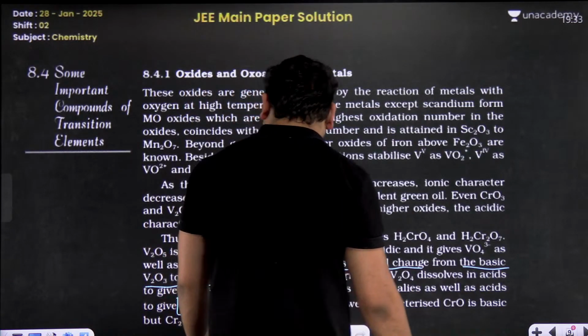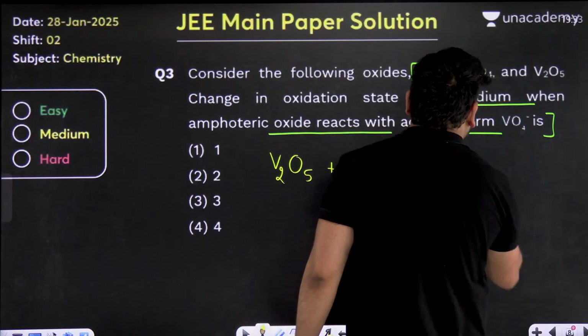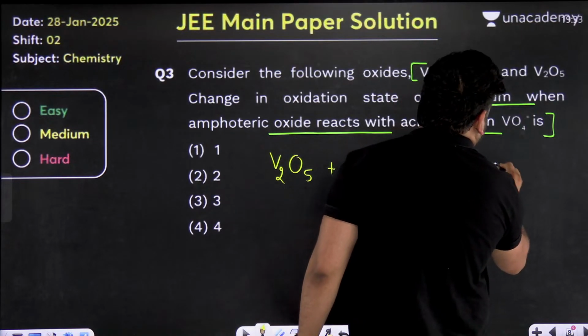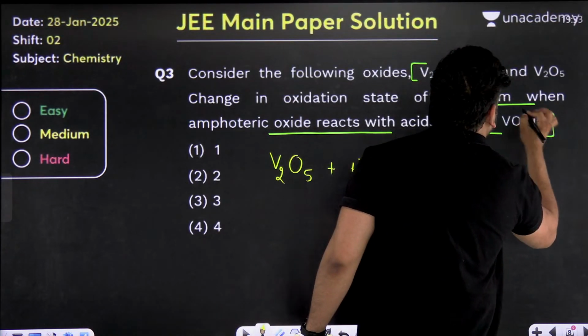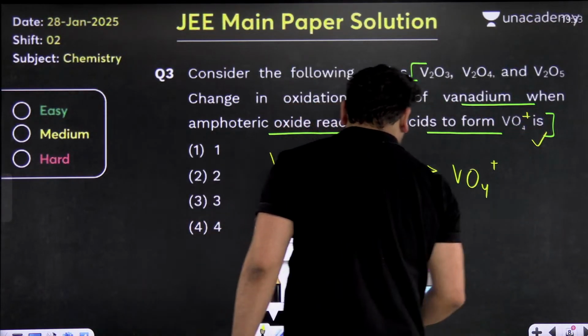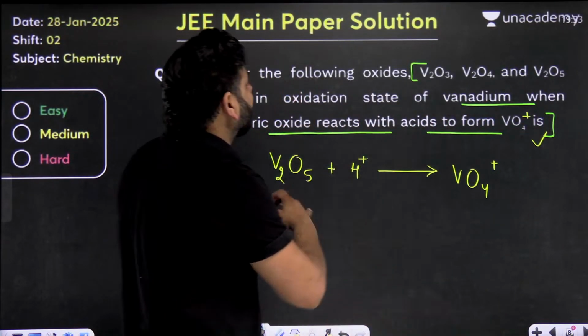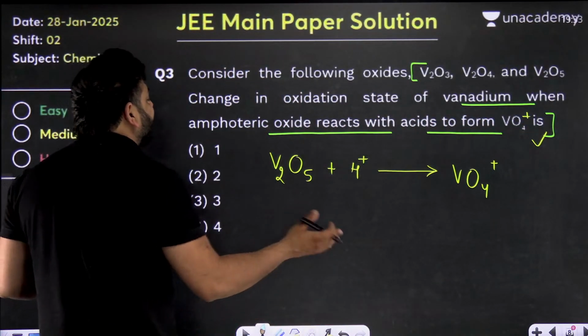VO4 positive or VO4 3 minus as well. So this will be giving VO4 positive, which is the question given to us. This is the positive sign I see, VO4 positive. So now we have to tell what is the change in oxidation state in this particular process. So how much is the change in oxidation state, can you find?